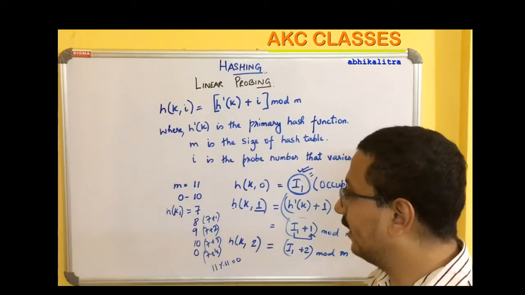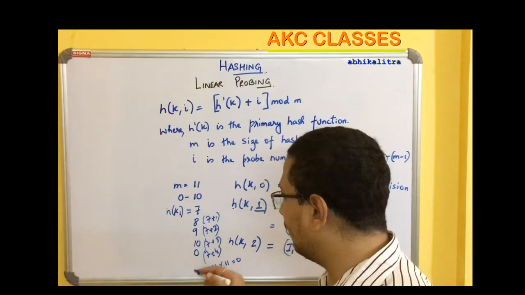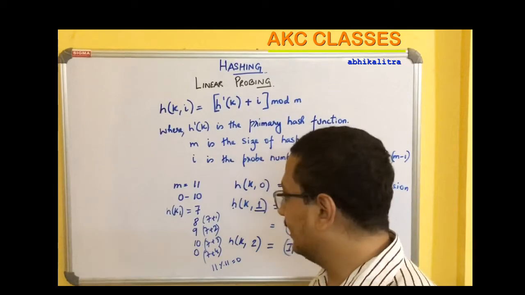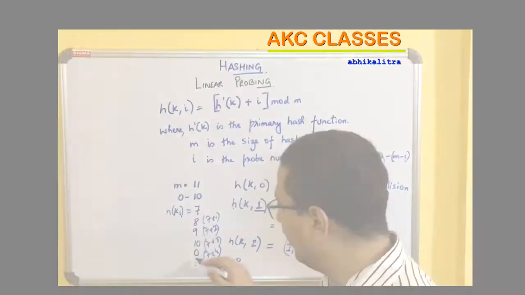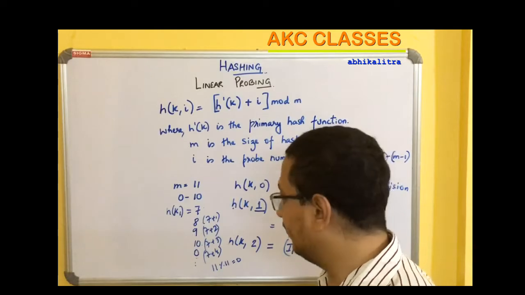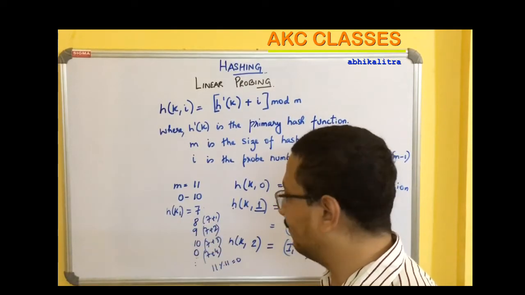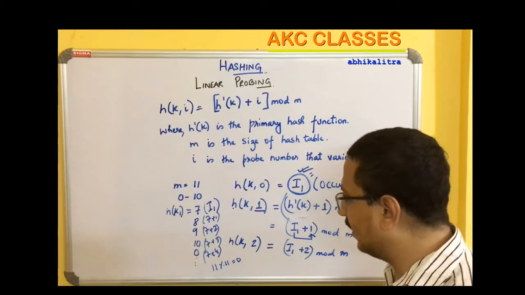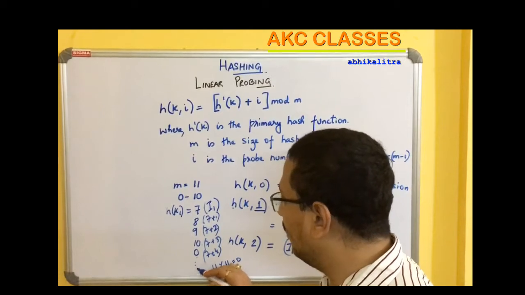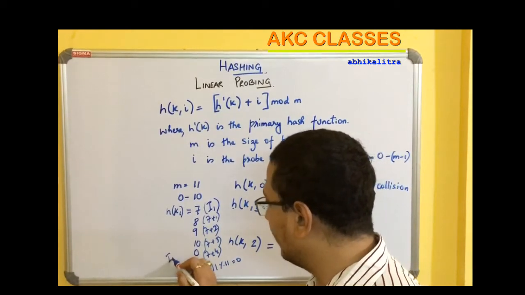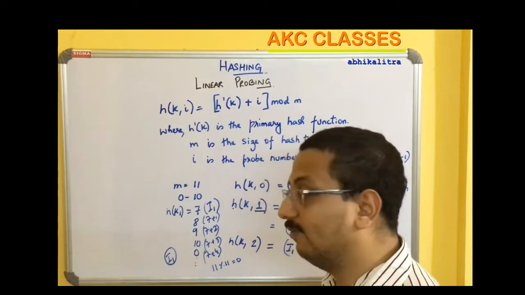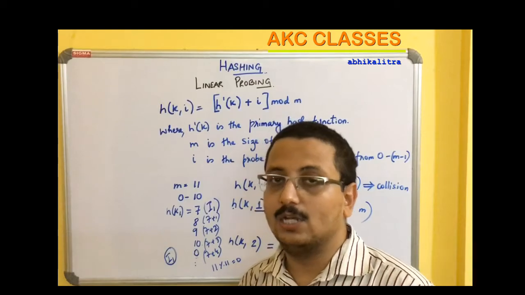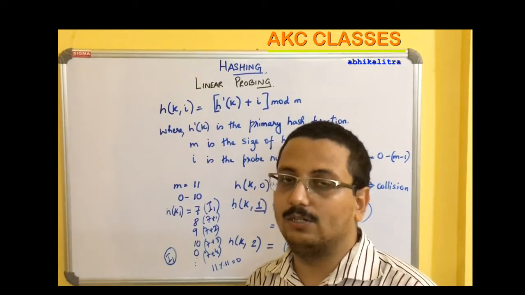So we are going to get back to 0, and this search will continue until we find a free slot. If there is actually no free slot available, then we will stop our search when we come back to the location from where we started. If h of k comma 0, the primary hash function, gives I1, then this search will continue until we reach I1. If I1 is reached again, we will stop there, because this is the place from where we started our search, so we are not going to continue our search anymore.